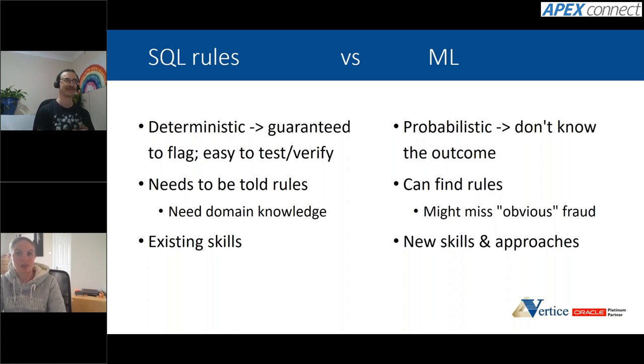So Oracle have actually had machine learning in the database for 18 years. So Oracle 9i was the first machine learning algorithm. Not bad going. But it does mean that you need to learn a few new skills and a few new functions and how to use them.